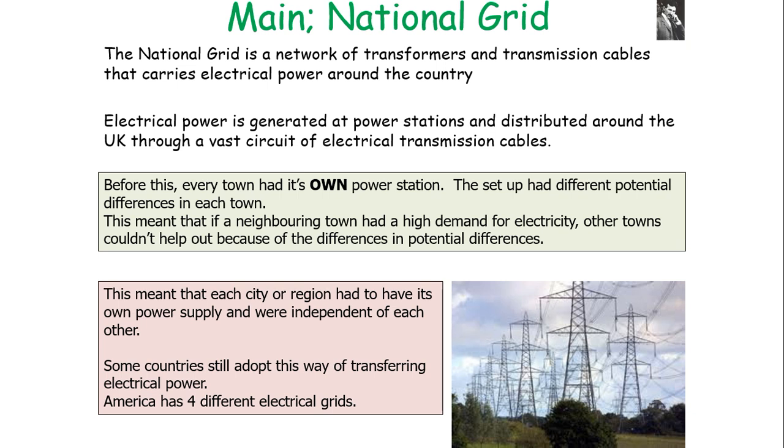Now some countries still adopt this way of transferring electrical power. For example, America has 4 different electrical grids due to its vast size. So certainly the different grids can't then link into each other to transfer electrical power between the different grids.